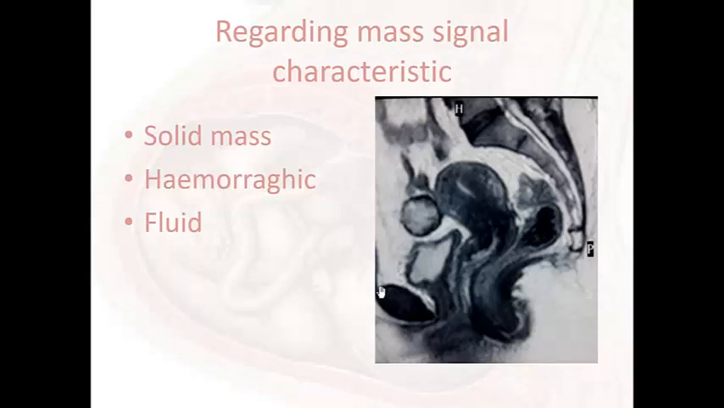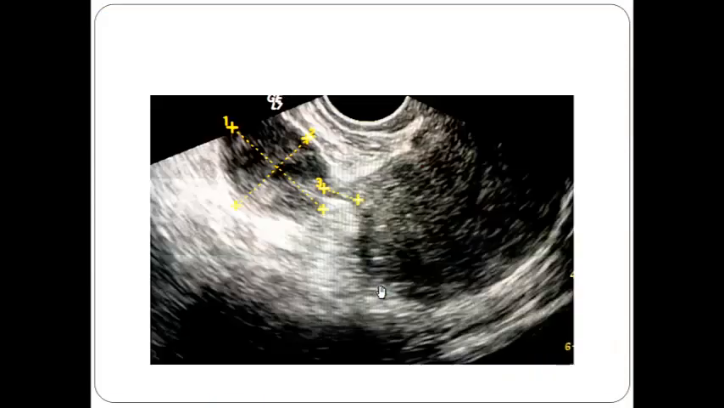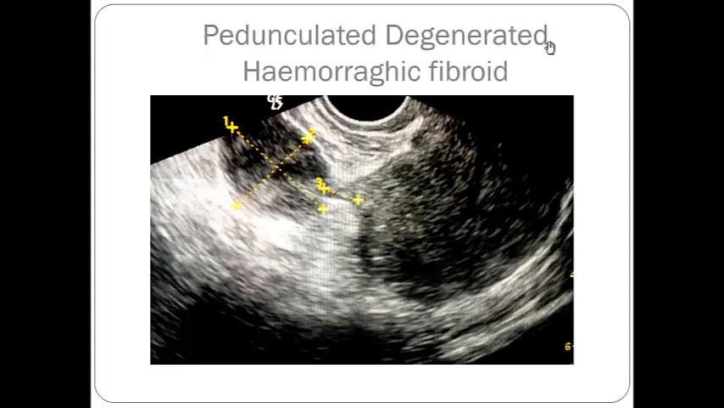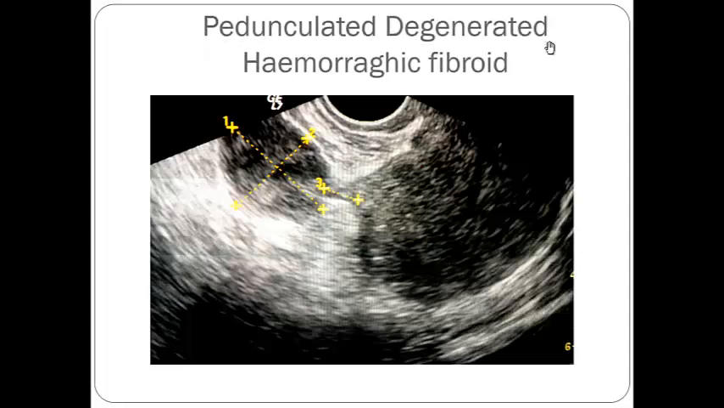So it is hemorrhagic or fluid. It is a hemorrhagic lesion. And then the ultrasound came to solve the problem. There is a pedicle, not seen well on MRI, between the uterus and this hemorrhagic cyst. And this patient presented with pelvic pain. So this is a torsion of a small subserous fibroid, making it hemorrhagic as we see on the MRI. So this is a pedunculated, degenerated hemorrhagic fibroid.